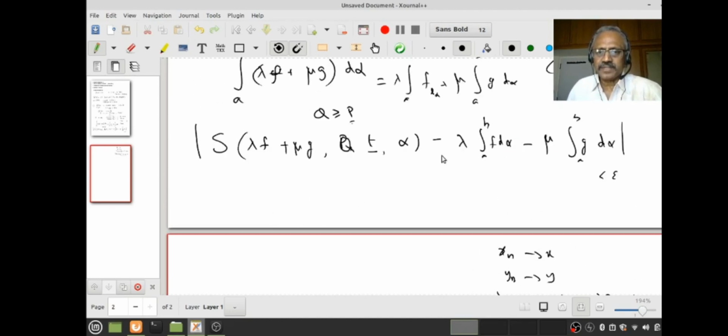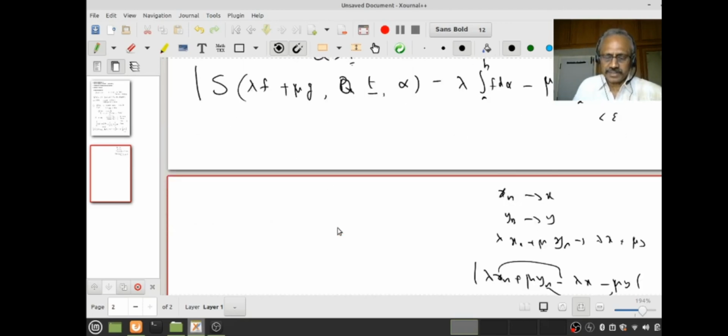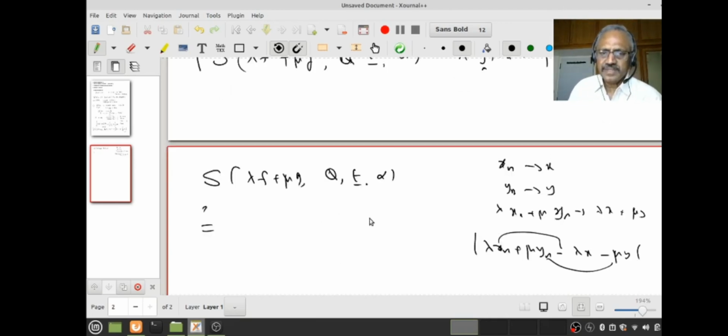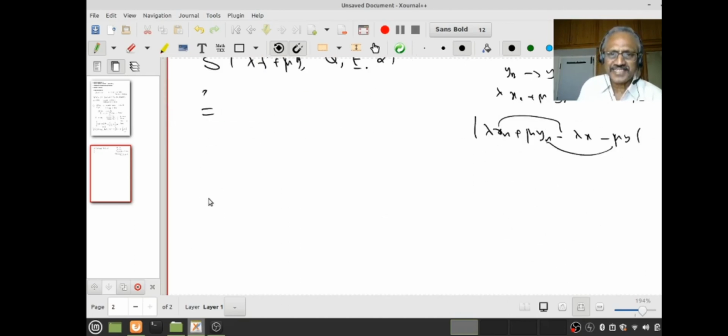So similarly here, what should I do now? What should I ask? What is the question I should ask? So this is the Riemann sum of, whatever it is, lambda f plus mu g, Q, T, alpha. What is the question you should ask? Okay, let us write it. If I can write it intuitively like this, lambda times S of f, Q, T, alpha plus mu times S of g, Q, T, alpha, then I am happy. Do you understand this? Yes. So you have to check whether it happens.